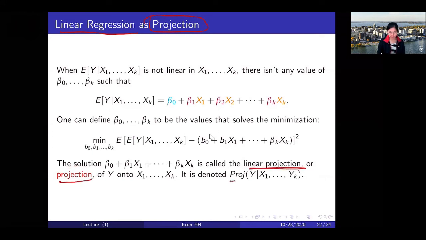And it is denoted by the projection of y on x1 to xk. So that is the definition of linear projection. By definition, projection is linear, right? Because it is defined to be a linear function. So by definition, the linear projection of y on x1 to xk is a linear function of the x variables.